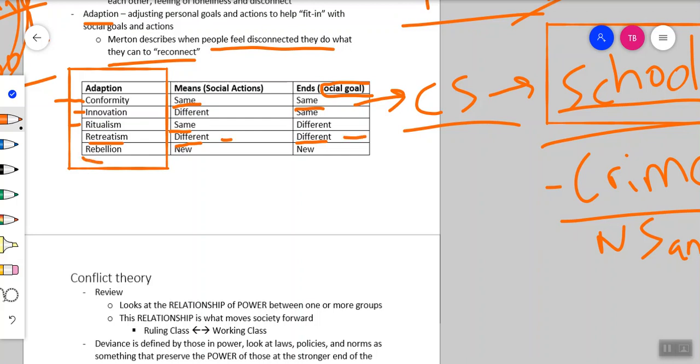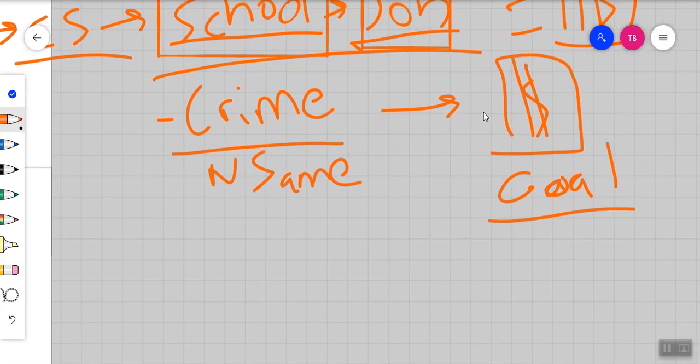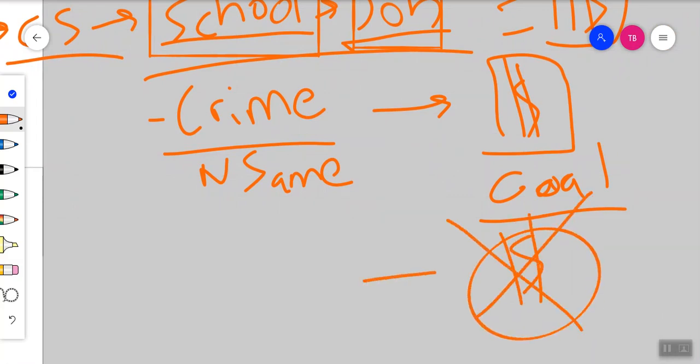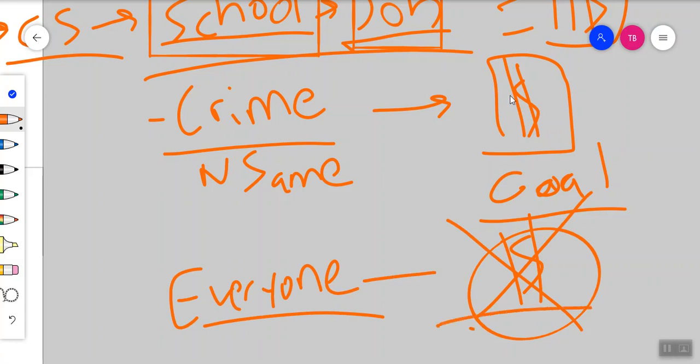And the last one here, rebellion. Merton describes this idea of you don't agree with anything in society. You would do different actions and different goals. So maybe your goal over here isn't money at all. You want a society that doesn't have money, and you don't care about schooling and stuff. To get there, everyone should have a chance, so everyone has what they need. So different actions, different goals.